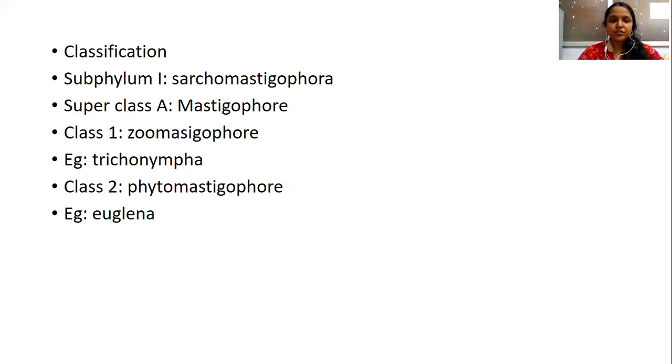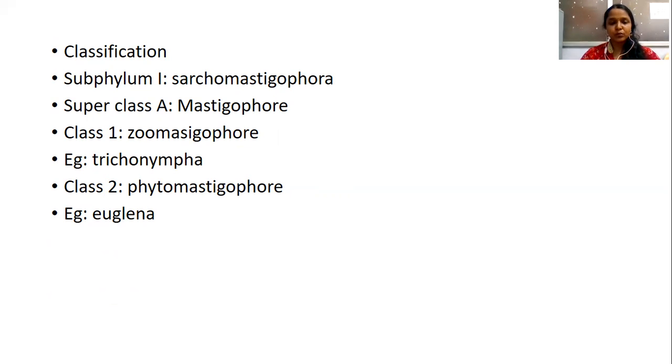With respect to the classification of protozoa, the phylum Protozoa is firstly subdivided into various subphyla. In that, the first subphylum is Sarcomastigophora. Sarcomastigophorans are the ones which have pseudopodia and flagella as their locomotory structures. The subphylum Sarcomastigophora is divided into the superclass Mastigophora. In that Mastigophora, we have two classes, that is Zoomastigophora and Phytomastigophora.